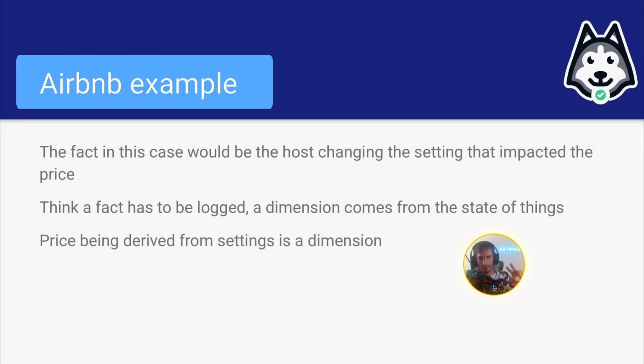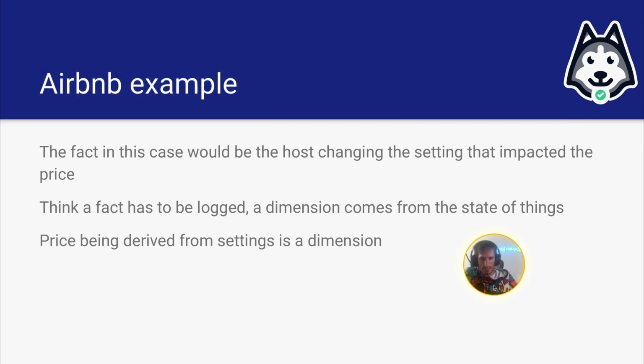There are two things to think about here. A host can go and change their settings where they might offer a discount, like a last minute discount or an early bird discount. When they change their settings, that will log an event, and that is a fact because it's logged. But price is actually derived from all of the settings that the host has set, and these settings are state. And since they're state, price is actually a dimension. So it feels like a fact, but it's actually a dimension.